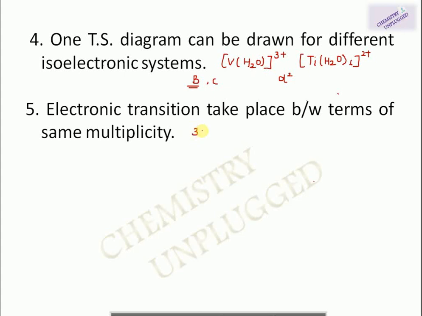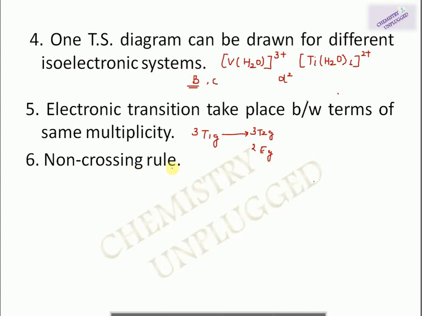Suppose we have 3T1g as our ground state term, and higher energy terms are 3T2g and 2Eg. Suppose these are the terms. Then transition can take place from this to this, but not to this one, because their multiplicities are different. So this type of transition is not allowed. We will discuss it later in more detail.